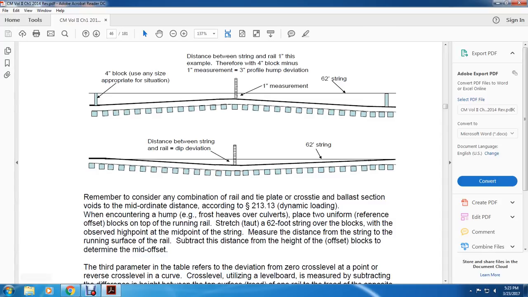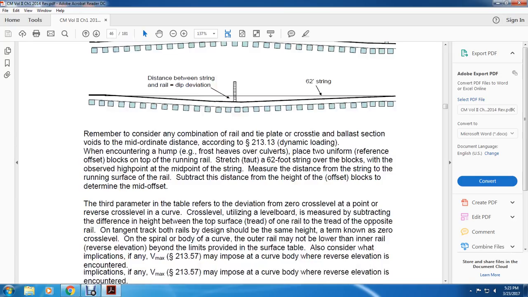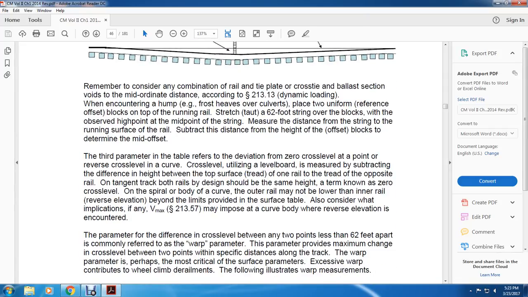Place 2 uniform reference offset blocks on the top of the running surface of the rail, with a 62-foot string over the blocks, with the observed head at the midpoint of the string. Measure the distance from the string to the running surface of the rail. Subtract the height of the offset blocks to determine the mid-offset.